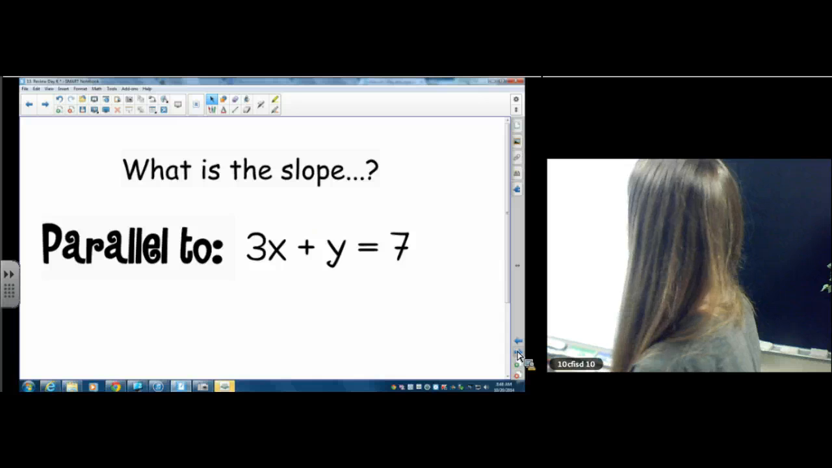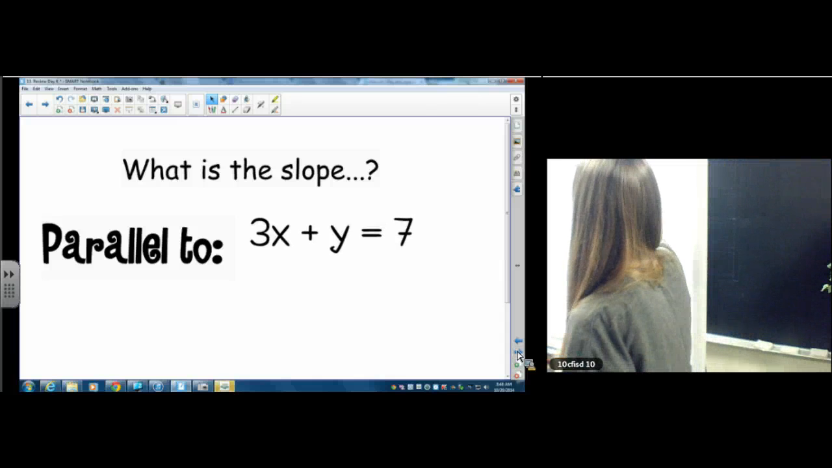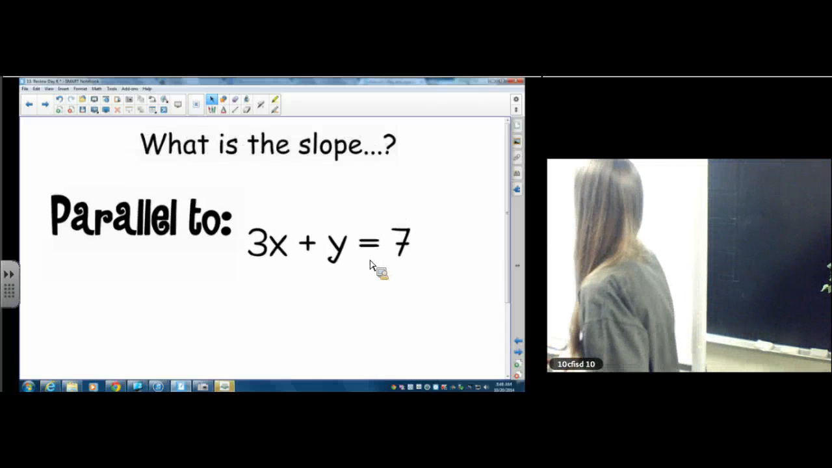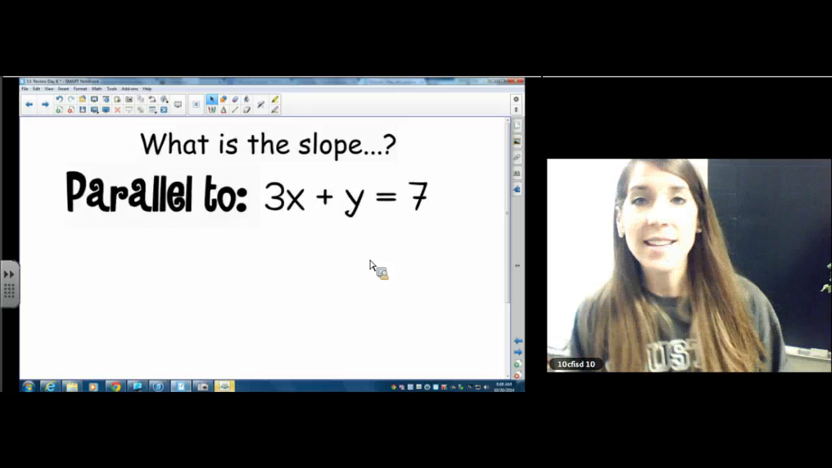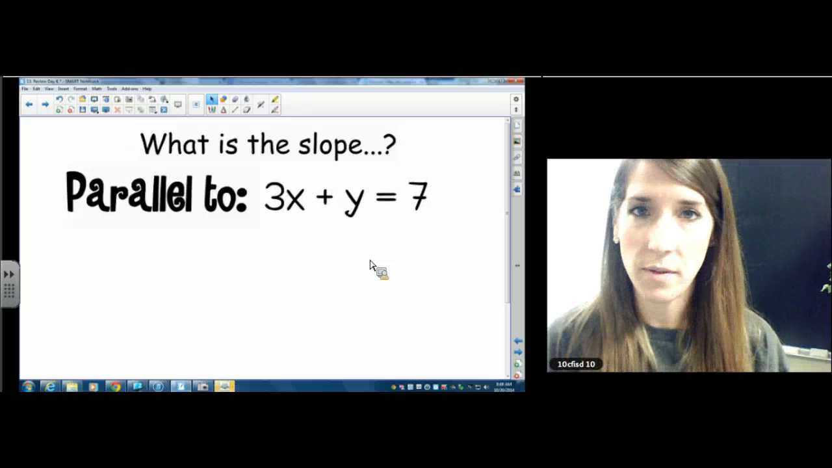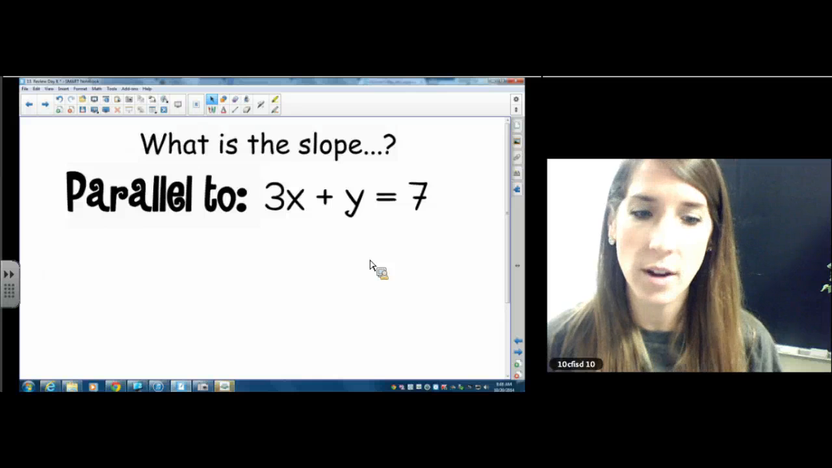What is the slope of a line parallel to this line? Now, you absolutely cannot answer this question until you know the slope. We do not know the slope of this line because this is not in slope-intercept form.